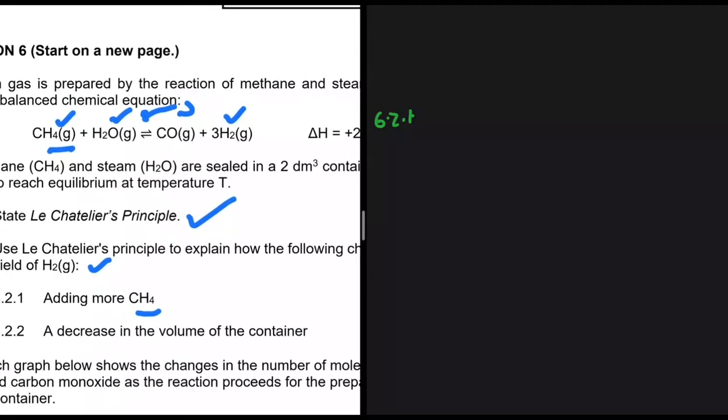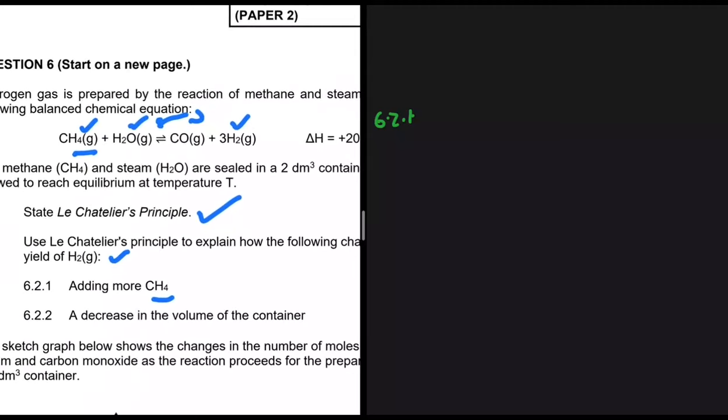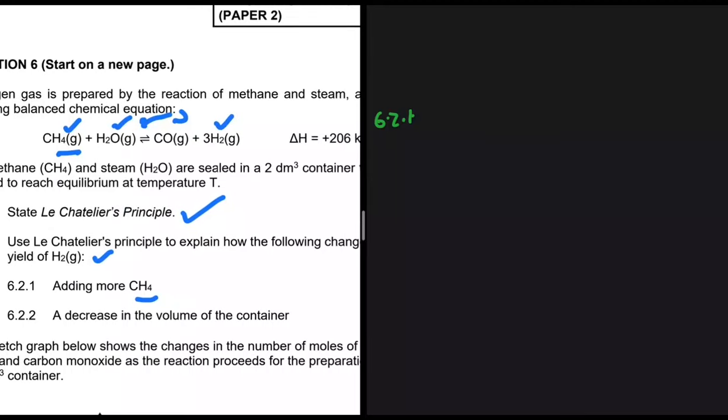So 6.2.1, adding more CH4, more methane, would increase the yield of H2. So it increases the yield of hydrogen gas.